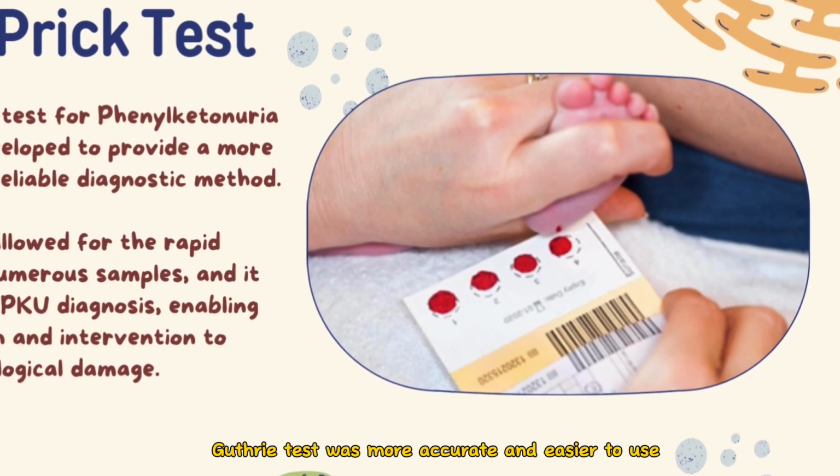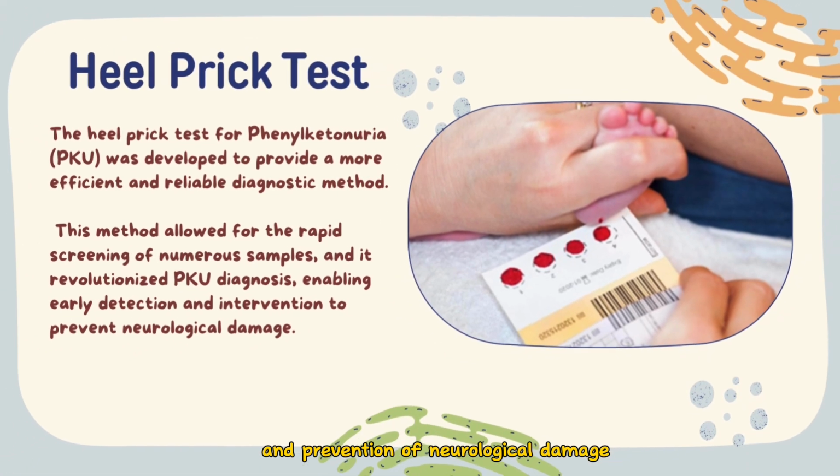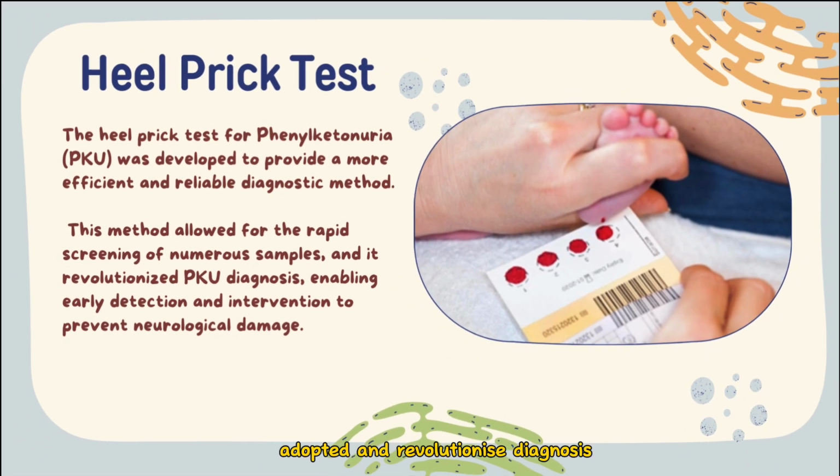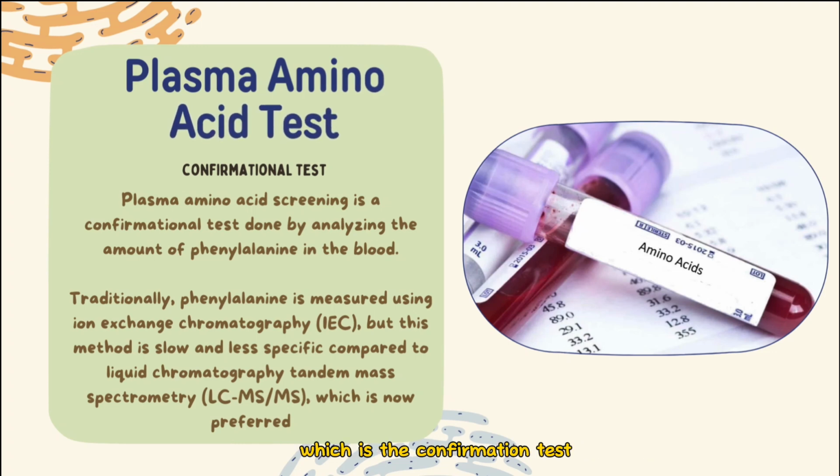The PKU test was more accurate and easier to use, leading to earlier detection and prevention of neurological damage. These tests became widely adopted and revolutionized PKU diagnosis. Okay, the last method is the plasma amino acid test, which is the confirmation test.